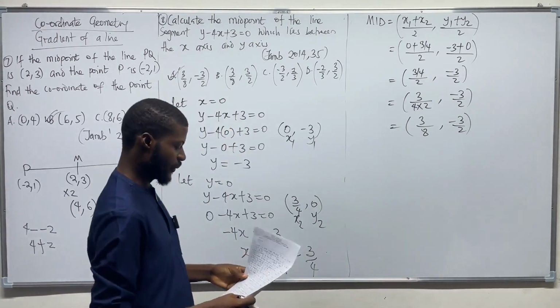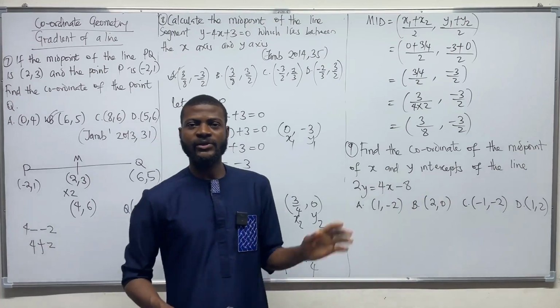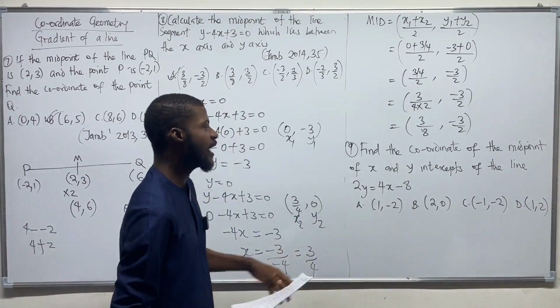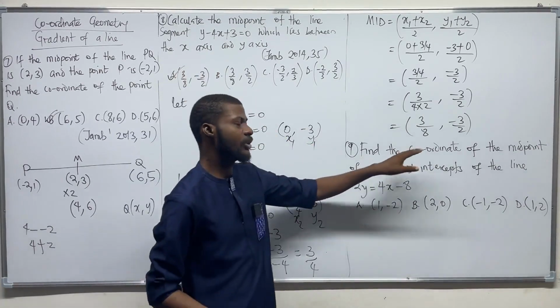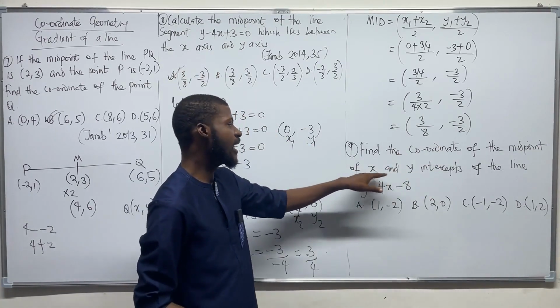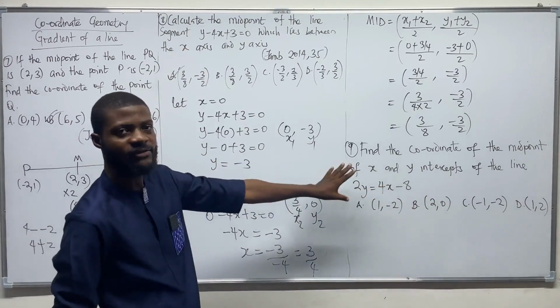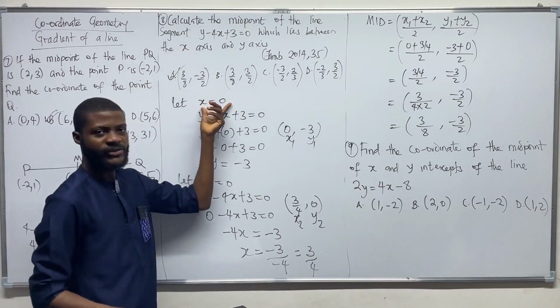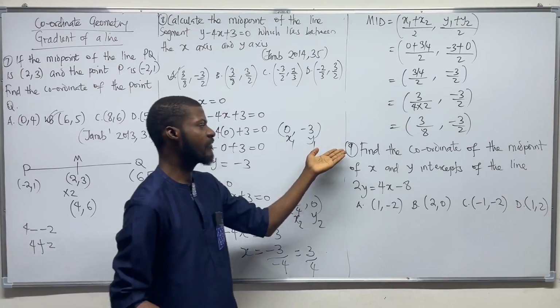Let us move on to the next question. Question number 9. So this right here is question number 9. You're asked to solve this. Now, I'm not going to solve this problem because it looks similar to this one. You're asked to find the coordinates of the midpoint of x and y intercept of this line. So it's just similar to this. So what you have to do is you say, let x equal to 0, find the value for y. Then you say, let y be equal to 0, then you find the value for x.